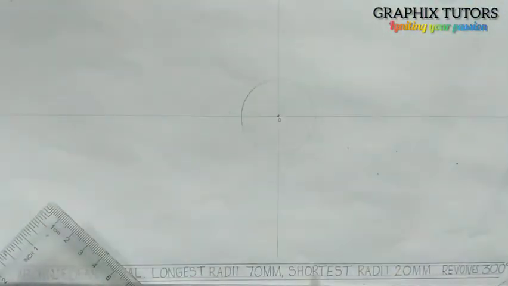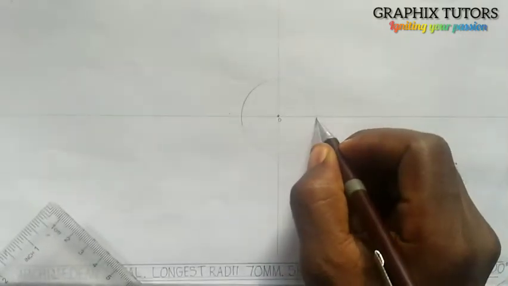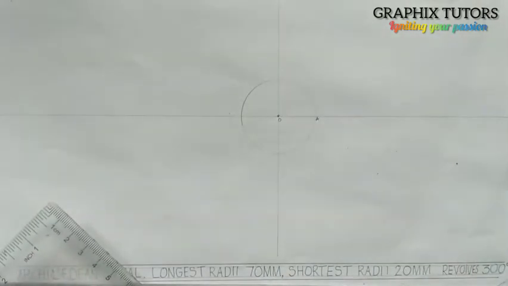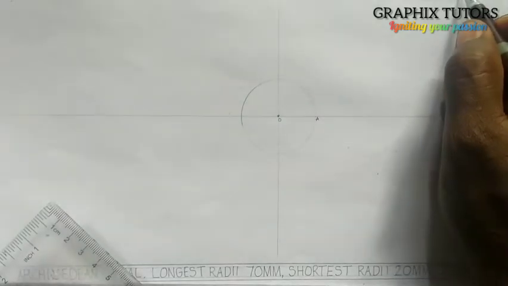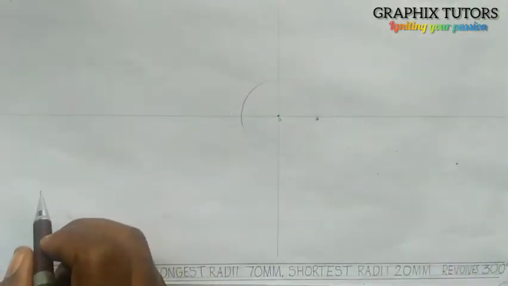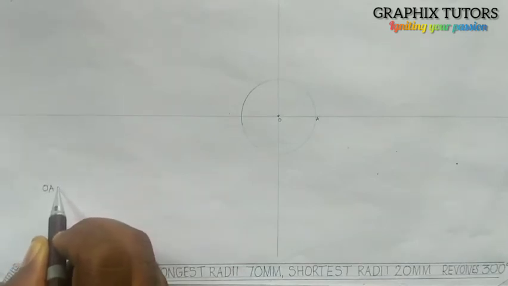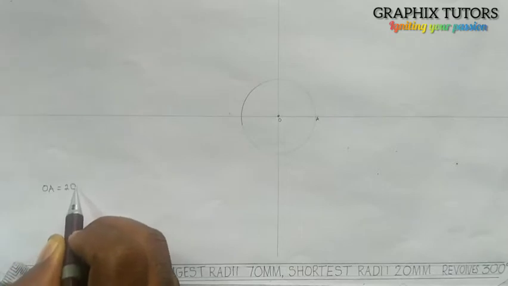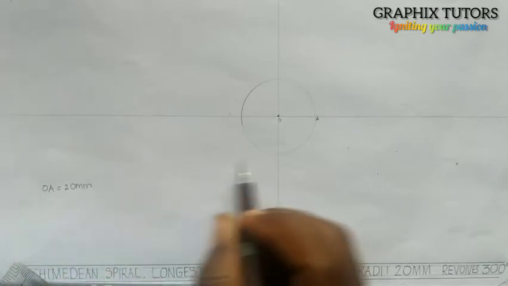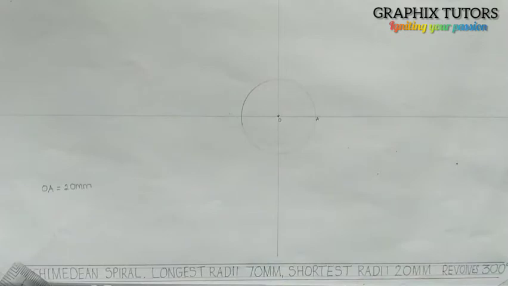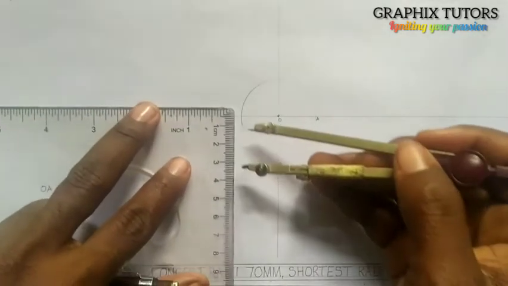If it's O, I'll make this point A. So I'll say that my shortest radii is OA, and that is 20 millimeter. From here to here is 20 millimeter, and the longest radii is 70 millimeter. So I'm going to measure 70 on my meter rule.